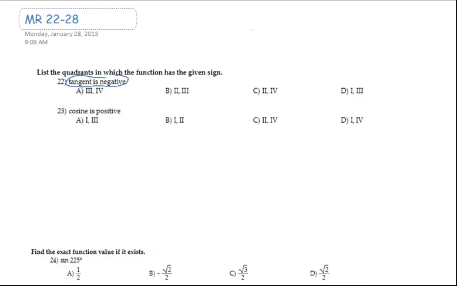So this is going back to our diagram A, S, T, C. In quadrant 3, tangent is positive, and in quadrant 1, tangent is positive. So the only quadrants where tangent would be negative would be in the sine quadrant, quadrant 2, and in the cosine quadrant, quadrant 4. So we would pick 2 and 4. That would be choice C.